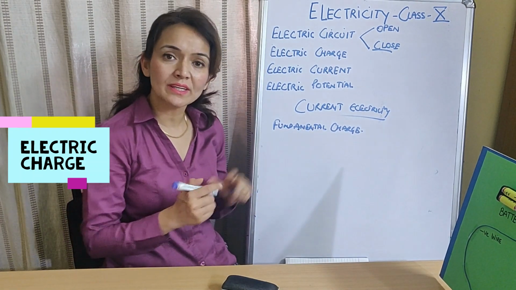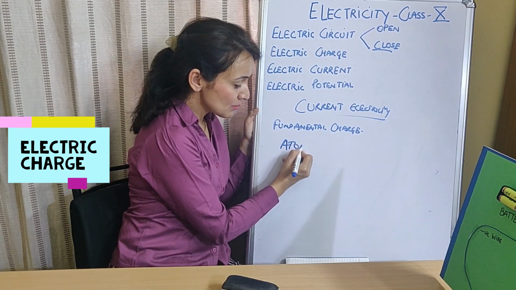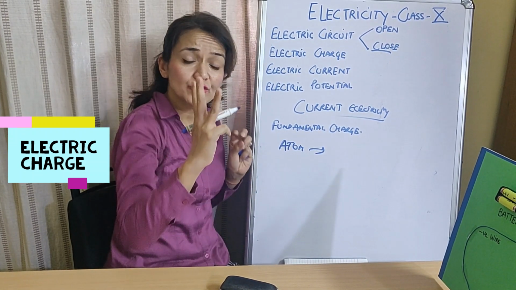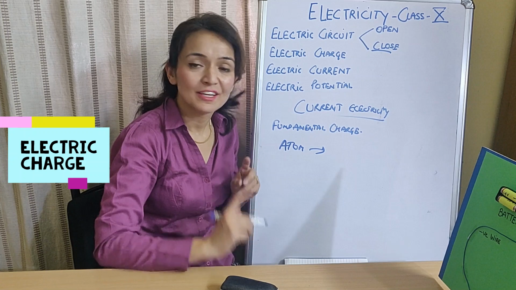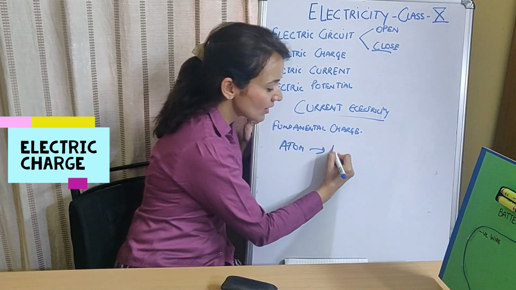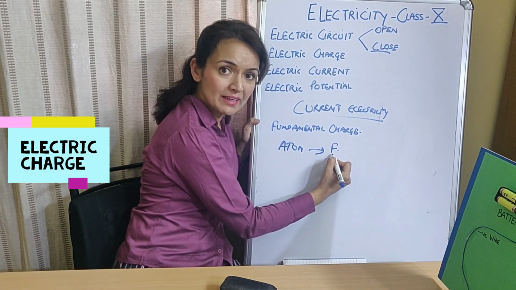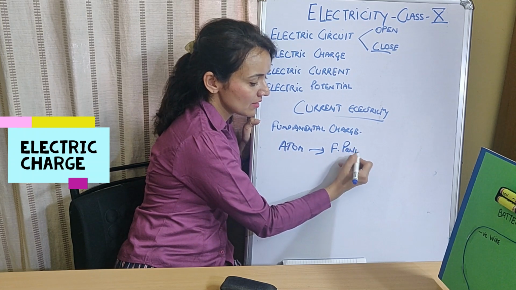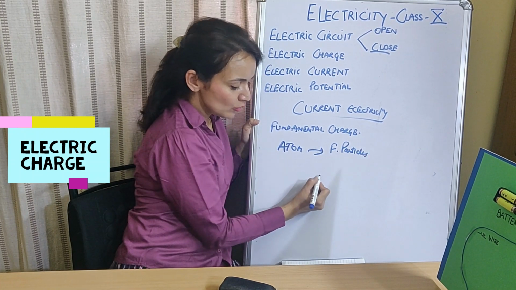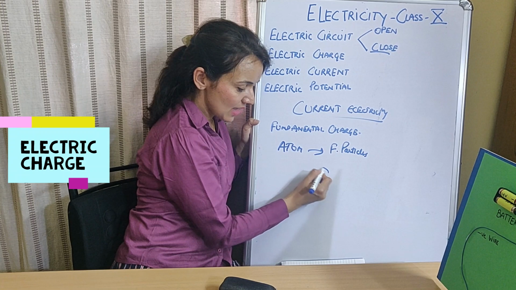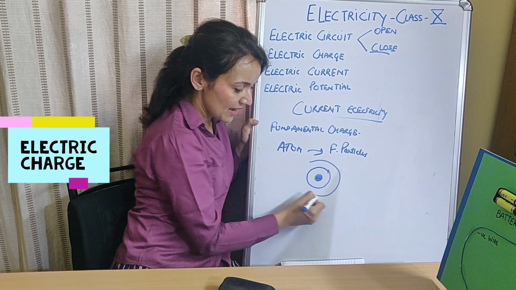So when you talk about an atom, it again has three fundamental particles. This you all know. What are these? I am talking about the fundamental particles. Can you guess? Like this, I'm making a structure of an atom.